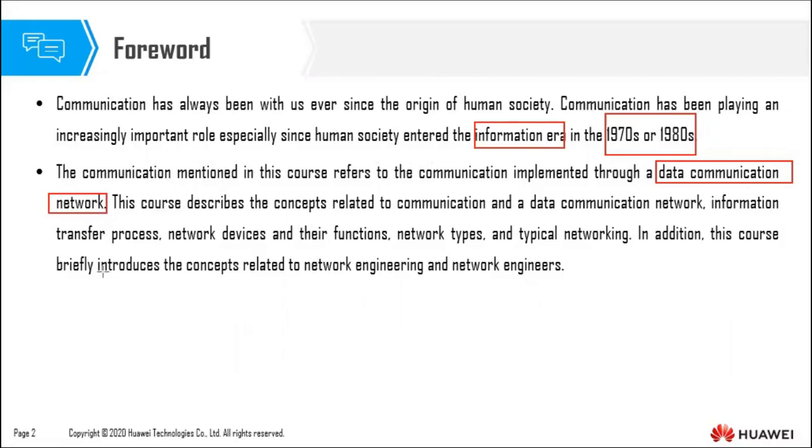So this course describes the concepts related to communication and a data communication network: information transfer process, network devices and their functions, network types, and typical networking. In addition, this course briefly introduces the concepts related to network engineering and network engineers. So when you talk of this course, we mean this topic. Are we together? Yeah, so this topic. So in this topic, that is what you're going to learn about.